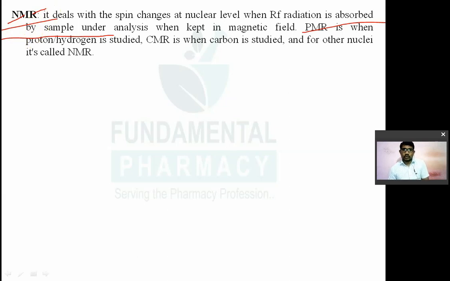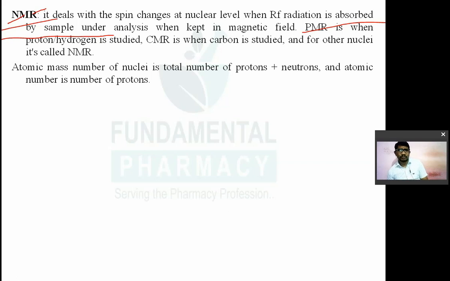Okay, so which kind of energy? Not vibrational, not electronic energy, or any other kind of energy, heat energy. There is just a change in the spin state of the nucleus. When hydrogen is to be studied, it is known as proton magnetic resonance. When carbon is to be studied, it is known as CMR. CMR means carbon magnetic resonance.